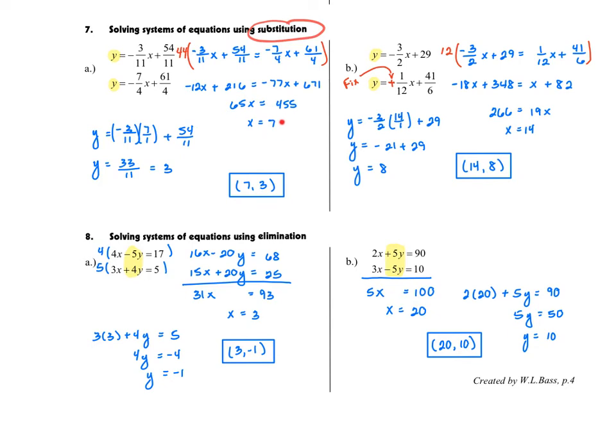Once I get that 7, I need to substitute that 7 back into one of these original equations. It doesn't matter which, but I need to substitute it into one of them to get the y value. I chose the first equation. When I substitute that 7 in and work this out, this is going to be a negative 21 over 11 plus a 54 over 11, which is 33 over 11, which of course reduces to 3. And I write my final answer as 7/3.